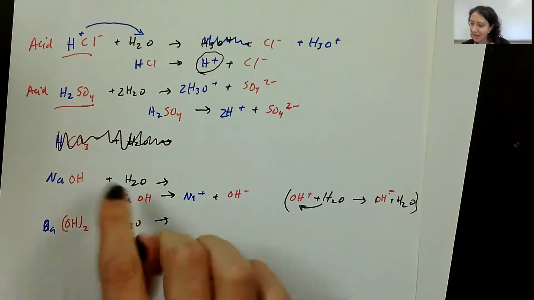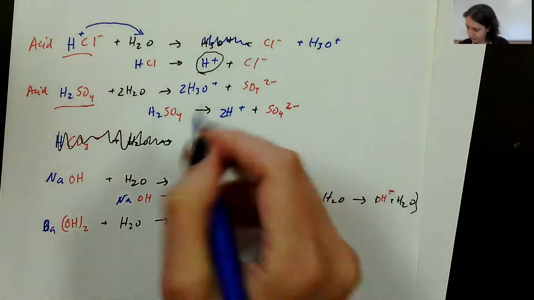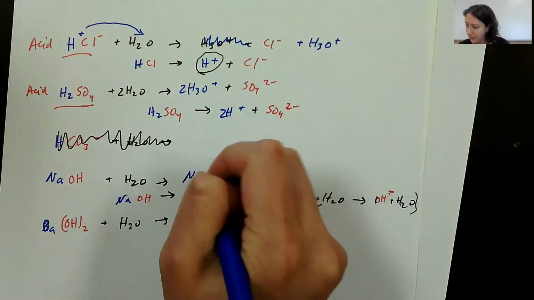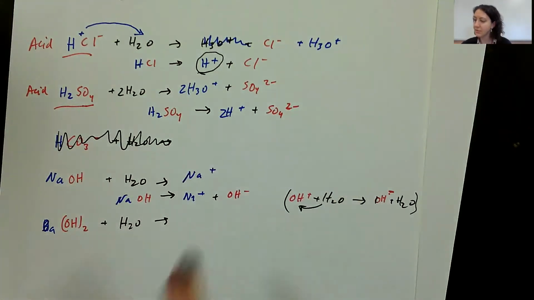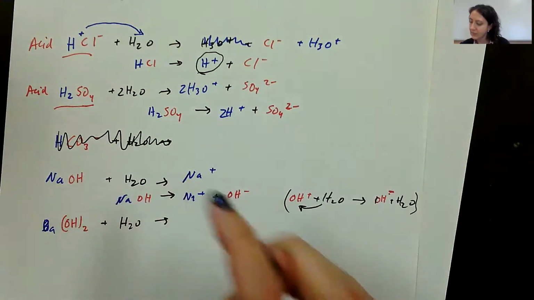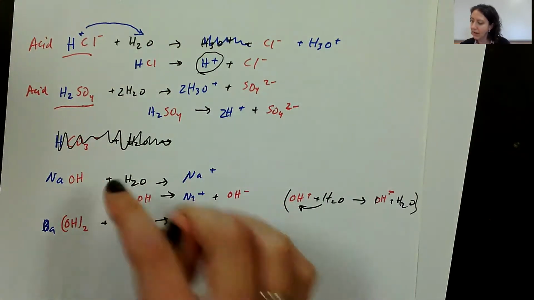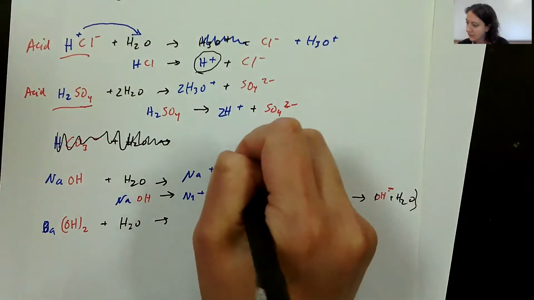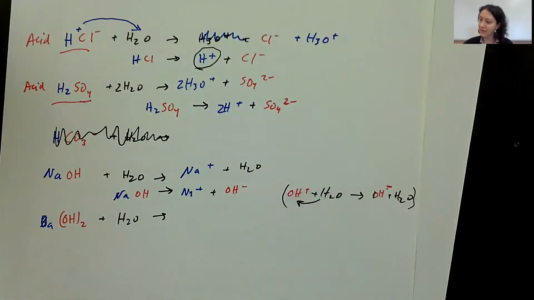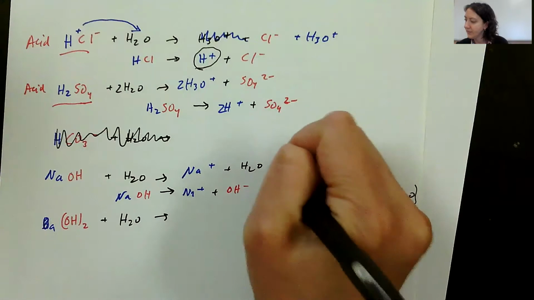So in this case, we're stealing that hydrogen. So we're going to end up with some sodium ions, and we'll have a water, so that kind of stays the same there, and also hydroxide.